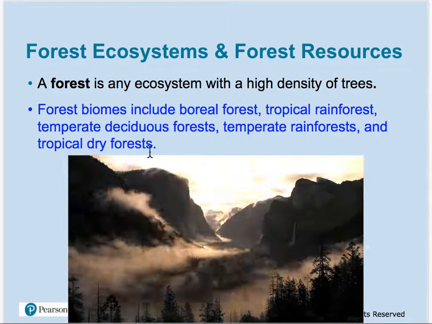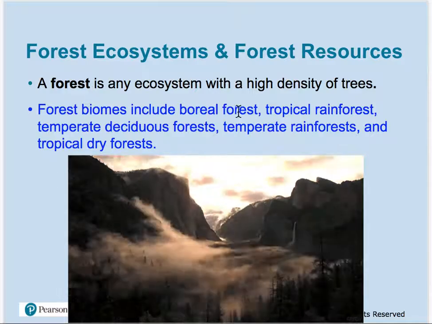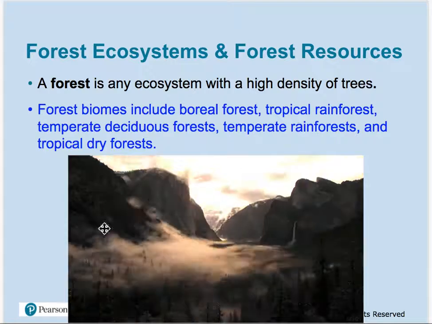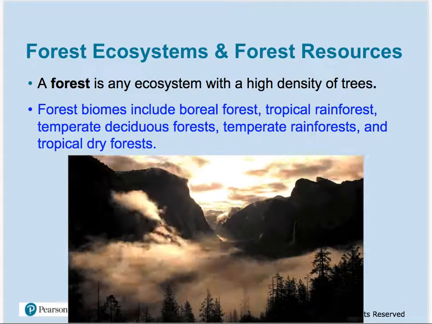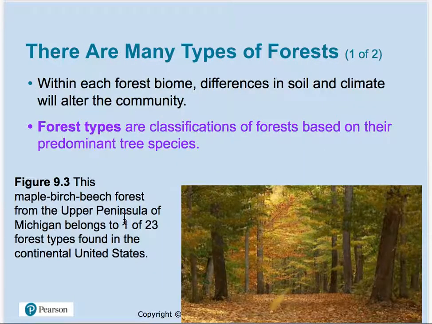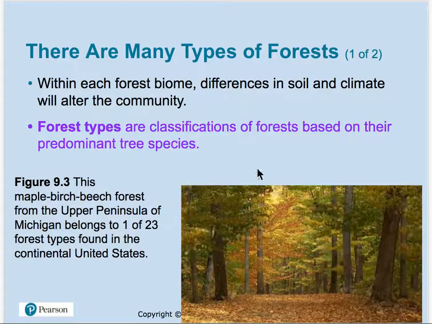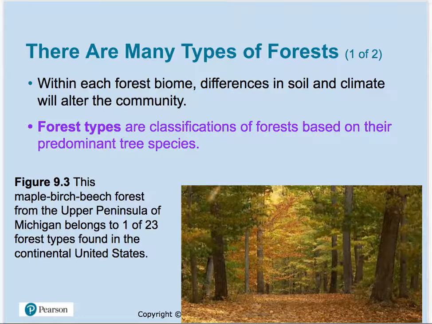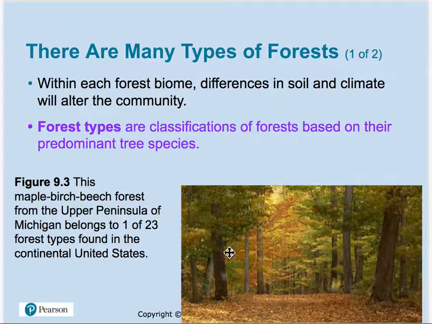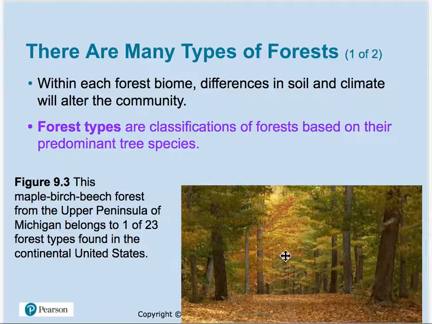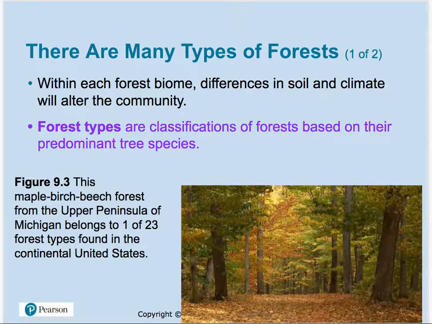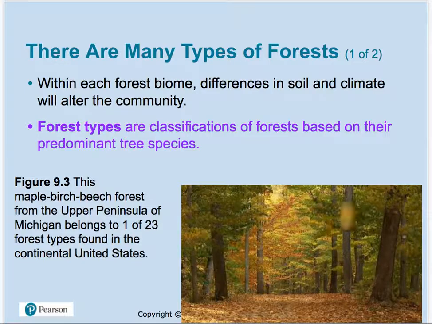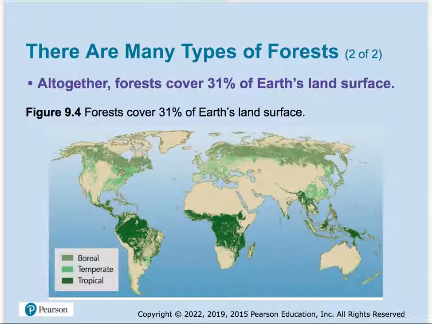And like I said earlier, a rainforest isn't the only type of forest. There can be boreal forest, tropical rainforest, temperate deciduous, temperate forest, and tropical dry forests. So forests are basically classified based on their tree types that they have. And this is more of the forest that you would expect in maybe Southern California, though this one here is in Michigan. We have a lot of pines in our forests down here.